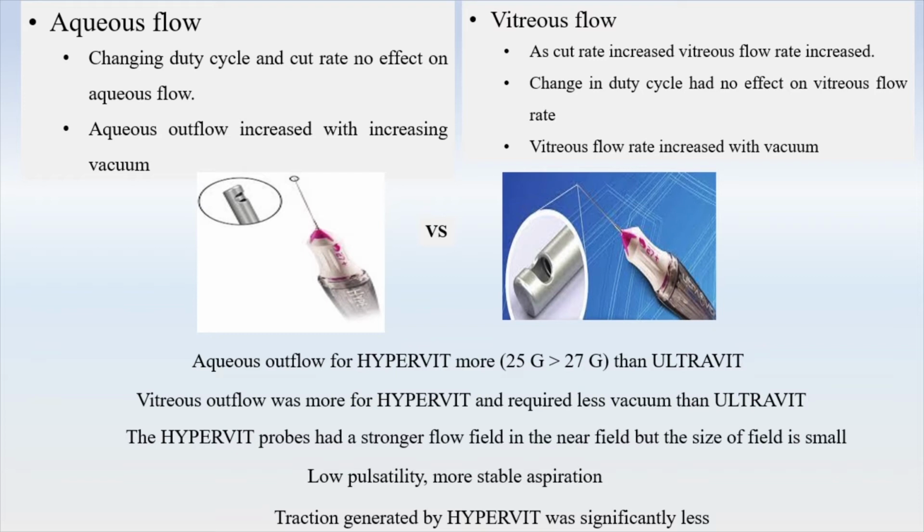So to summarize the result, aqueous outflow and vitreous outflow both increased with the increase in the vacuum. But in aqueous outflow, there is no change with the change in duty cycle or cut rate, whereas vitreous outflow has increased with increase in cut rate. Also, the hypervit had a stronger flow field, but the size of the field was small. Lower pulsatility or turbulence and more stable aspiration for hypervit. The traction generated by hypervit was also less.